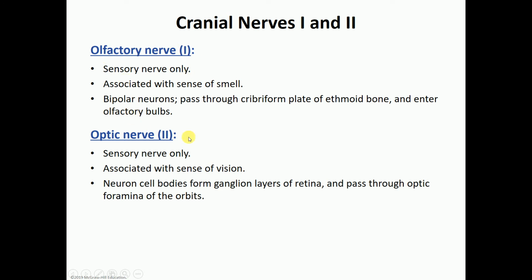Optic nerve number 2 is another sensory nerve that is associated with the sense of vision. Those obviously originate from the retina and gather together to make an optic nerve. These do synapse in the thalamus and then eventually reach the occipital cortex.